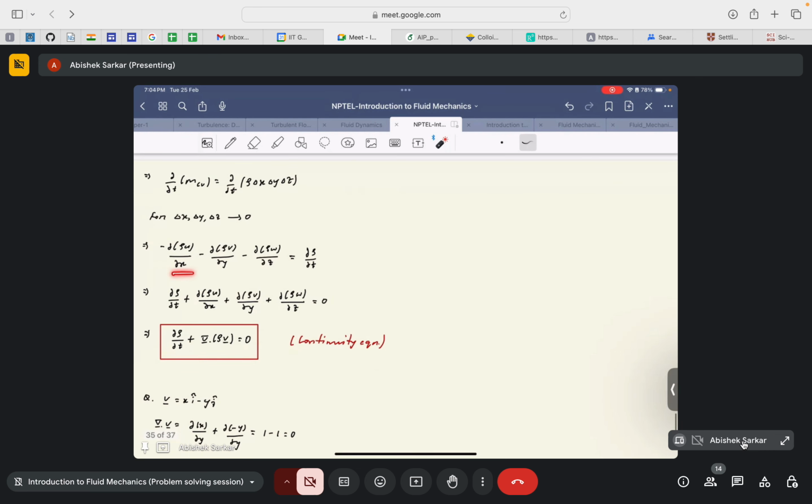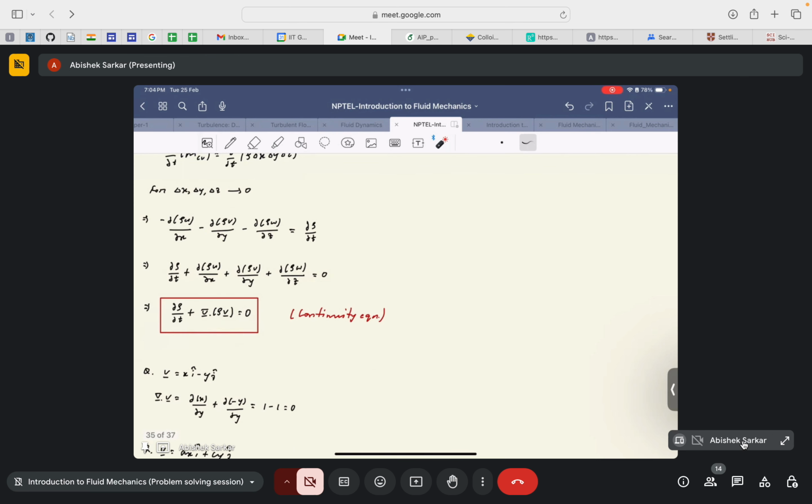If we take all these terms to the right hand side, we will be left with ∂ρ/∂t plus ∂(ρu)/∂x plus ∂(ρv)/∂y plus ∂(ρw)/∂z equal to 0. Or in vector form, you can write ∂ρ/∂t plus ∇·(ρV) is equal to 0, which is again the continuity equation, okay, in the vector form.